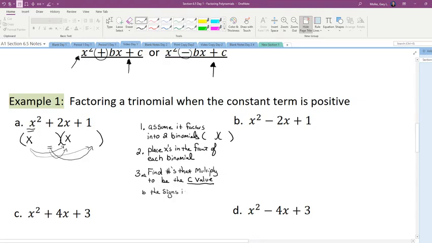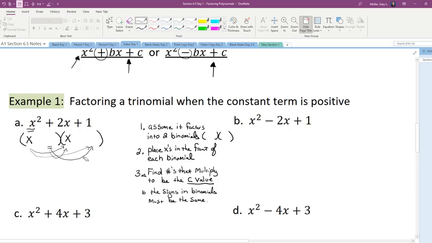The signs in my answer, in the binomials, must be the same. They can both be positive or they can both be negative, because a negative number times a negative number equals a positive number. So at this stage, with the analysis on the plus 1, we know one of two things. It either has to be a plus 1 and a plus 1, or a negative 1 and a negative 1. Those are the only two ways I can multiply to get 1 unless I'm dealing with fractions, and we are not going to deal with fractions.